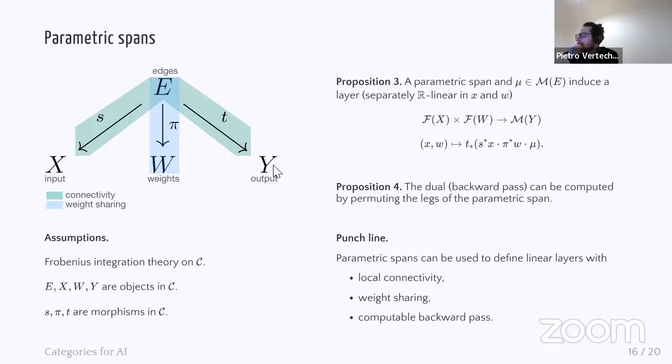Thanks very much for the talk, Pietro. It was very, very interesting. I know we're going over time, so maybe keep this as short as you can, but I'm really intrigued by this claim that you can compute a backward pass by permuting the legs. What do you mean exactly by this?